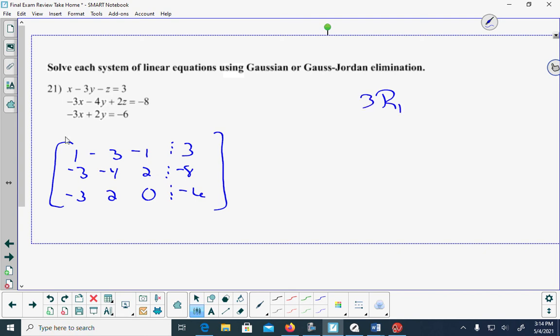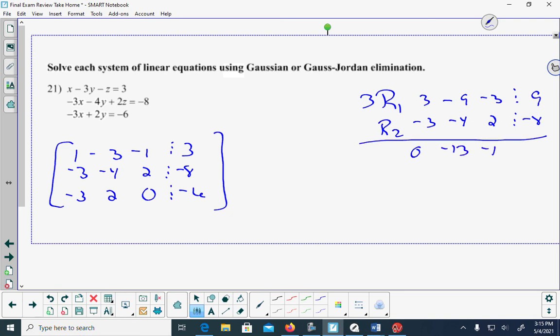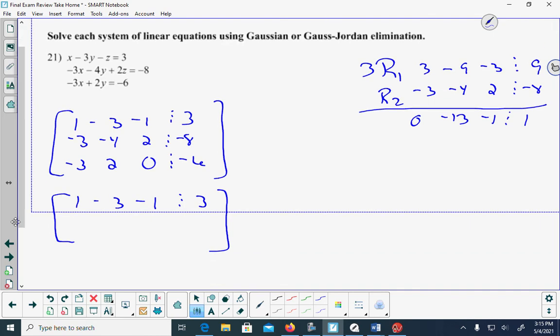So row 1, I'm going to multiply by 3 and get 3, -9, -3, 9, and then I'm going to add it to row 2, which is negative 3, negative 4, 2, negative 8, and when I add those, I get 0, which is good. That's what I wanted. Negative 13, negative 1, 1. So row 1 is untouched. Row 2 right now is going to be that 0, negative 13, negative 1, 1.